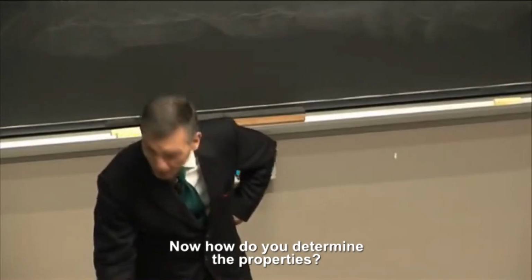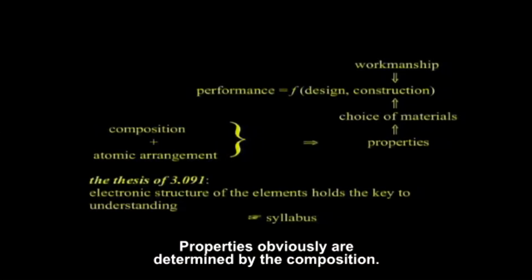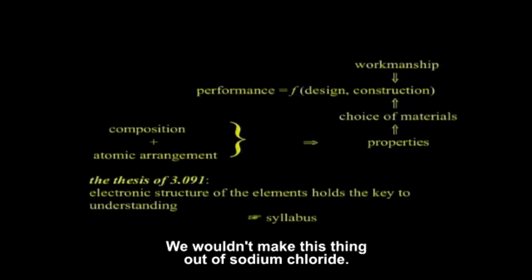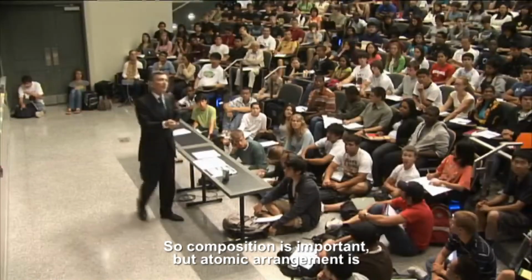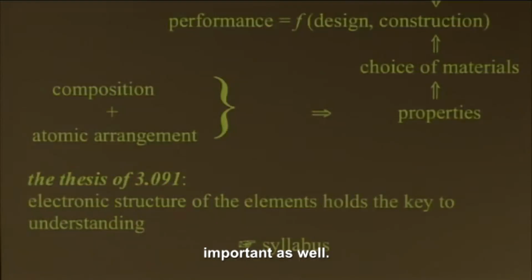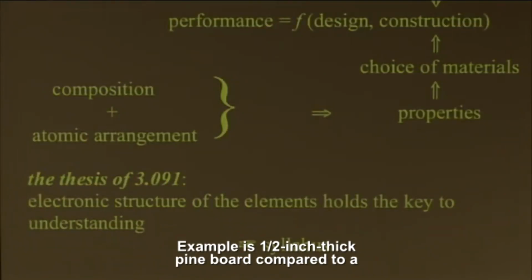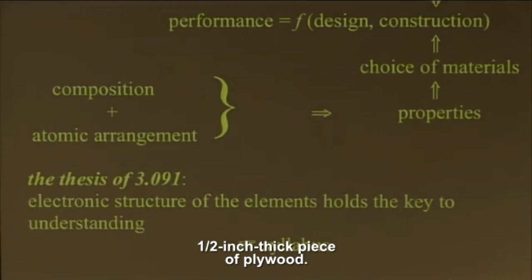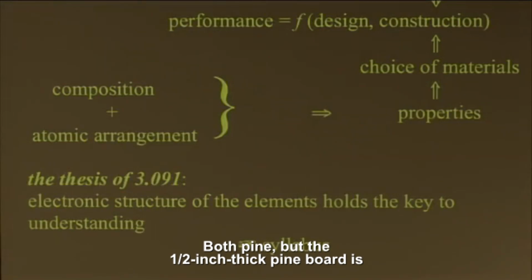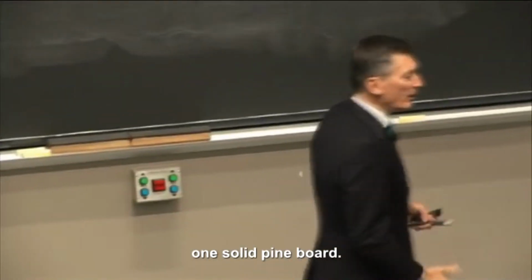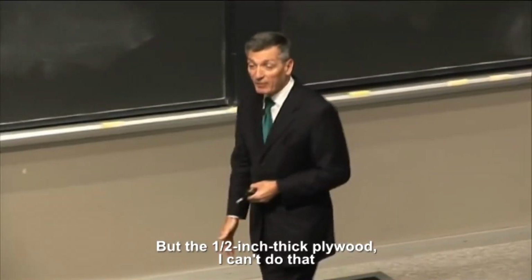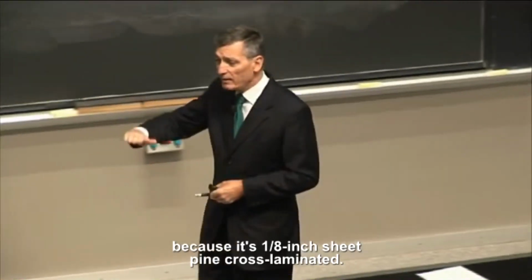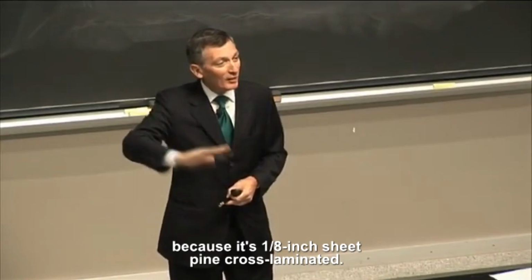Now, how do you determine the properties? Properties obviously are determined by the composition. We wouldn't make this thing out of sodium chloride. It would dissolve. So composition is important, but atomic arrangement is important as well. An example is half-inch thick pine board compared to a half-inch thick piece of plywood. Both pine, but the half-inch thick pine board is one solid pine board. I can take that pine board and I can fracture it if I strike it along the grain. But the half-inch thick plywood, I can't do that because it's 1/8 inch sheet pine cross-laminated.